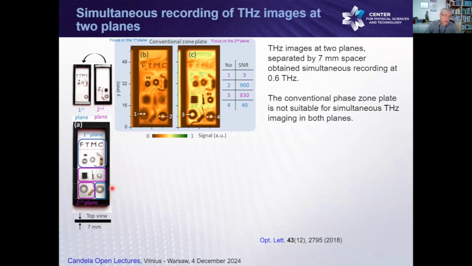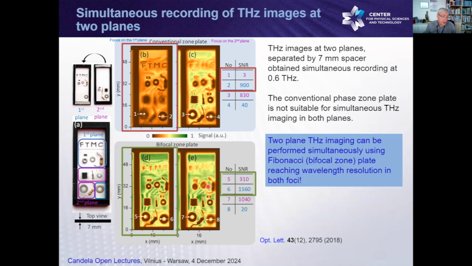Initially we designed a sample with a thickness of 7 millimeters, about the distance between both foci. These objects were glued on different sides of this package, and this allows us to see them simultaneously in a single scan. It was just to show that we have good bifocal operation in terahertz imaging, and Fibonacci imaging is possible and has its own area of application.